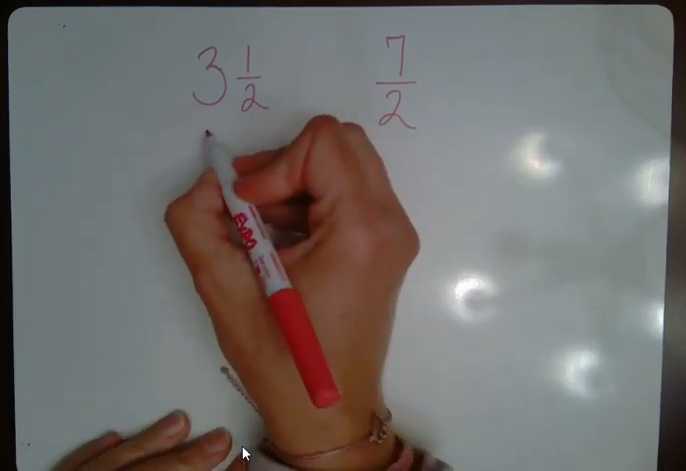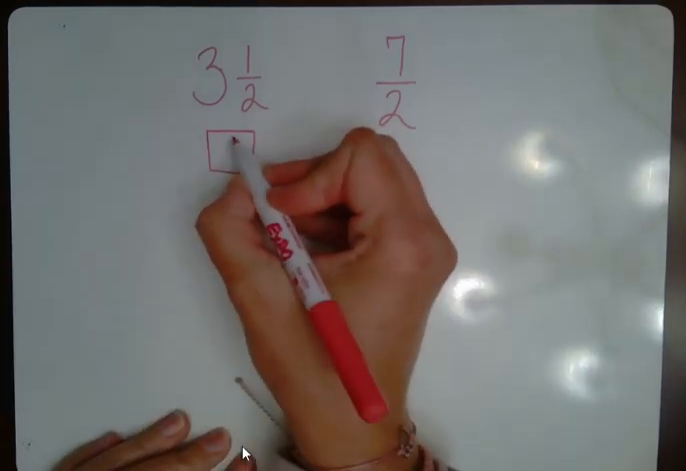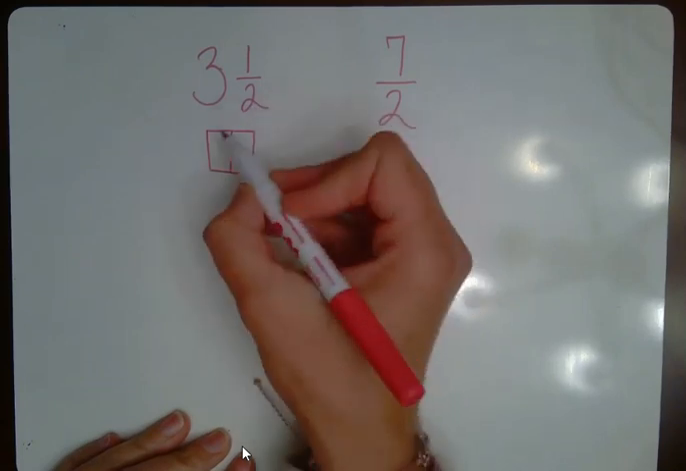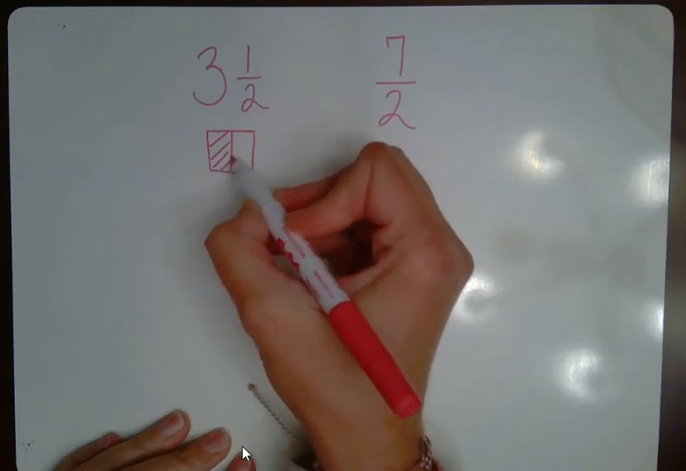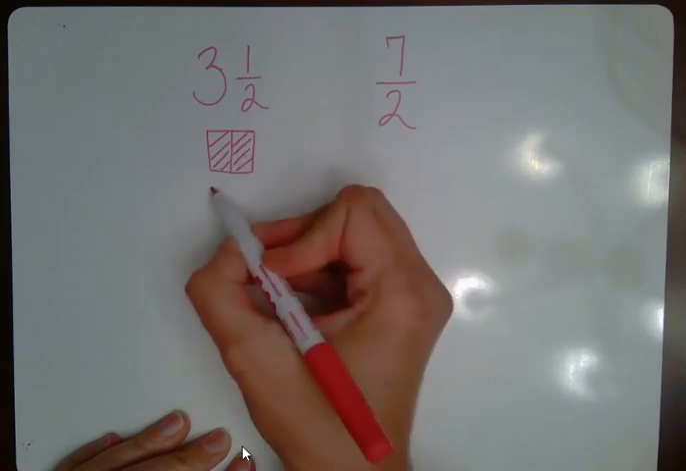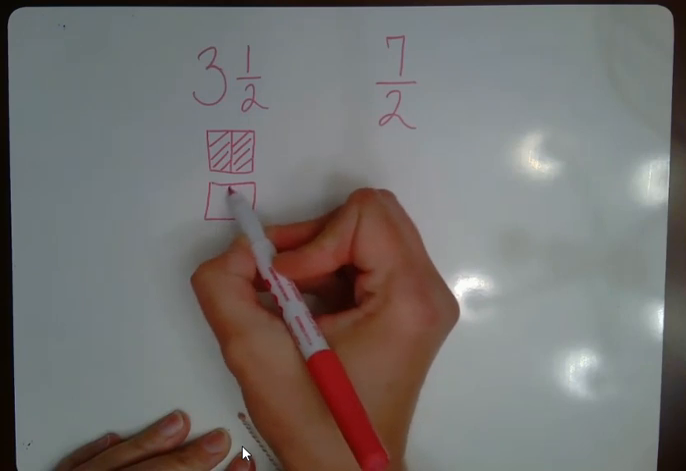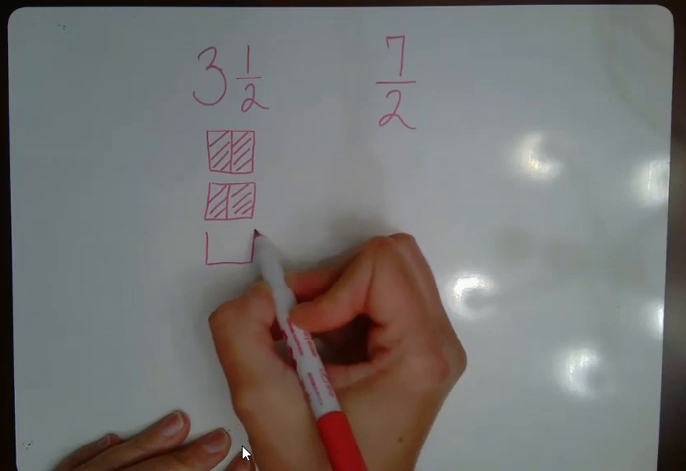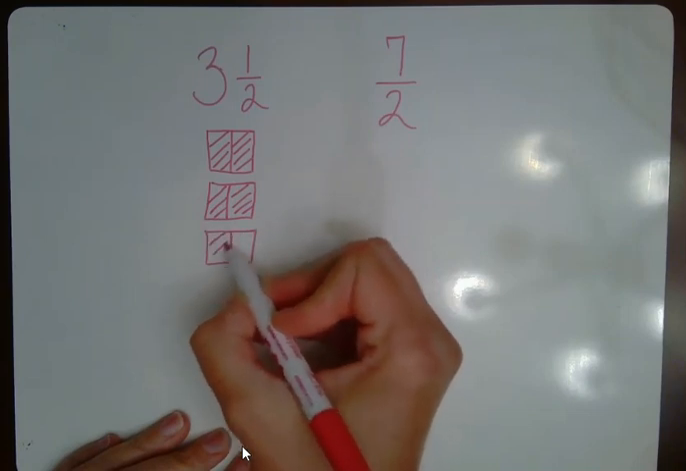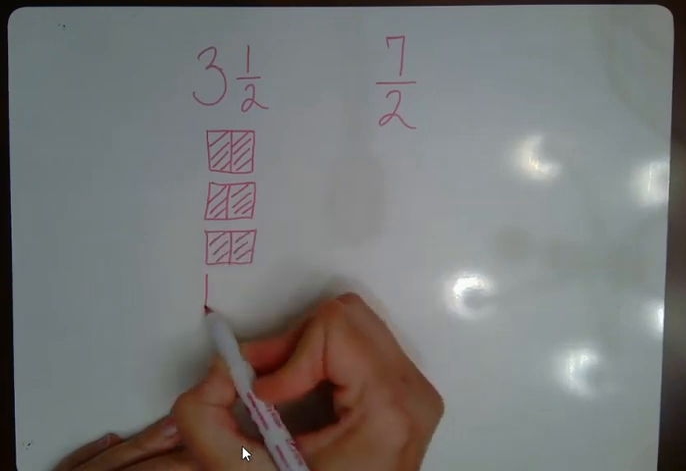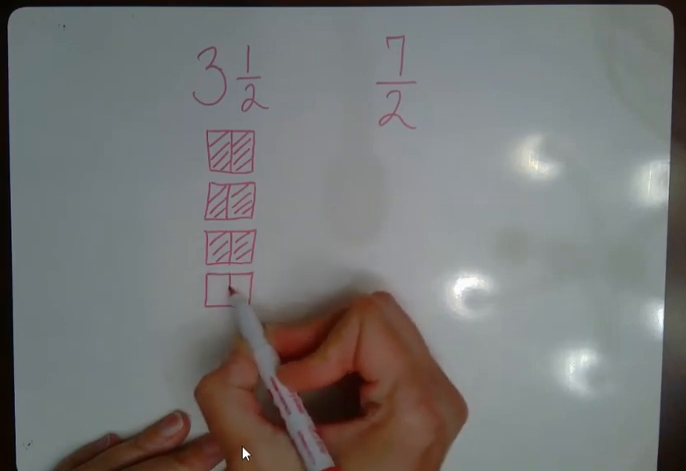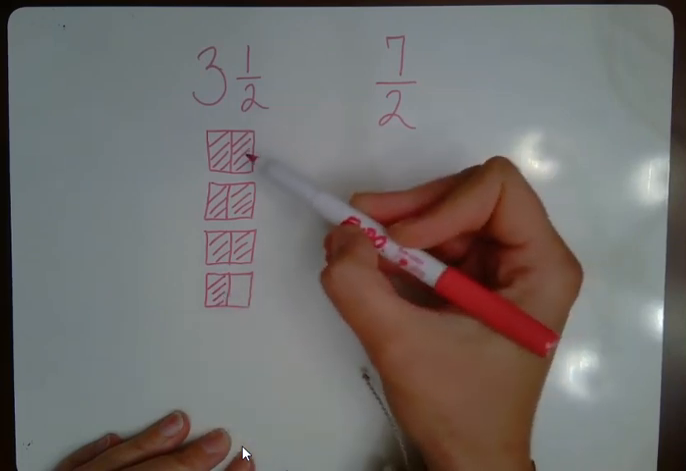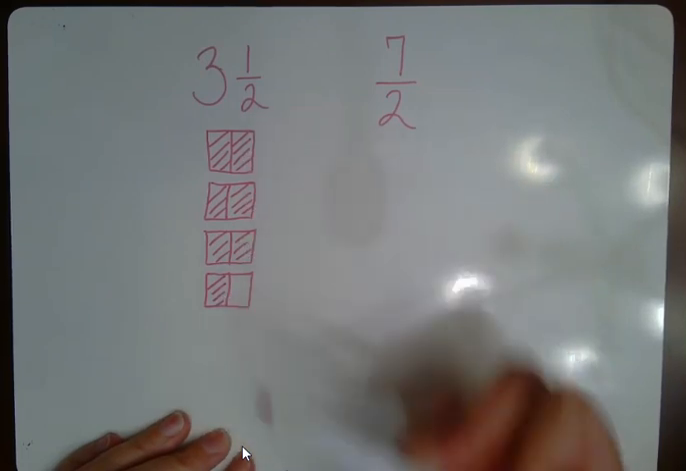So I have 3 1/2. That means I'm going to make models that are showing my denominator, 1/2, and I want to show 3 whole models plus 1/2. There's 1 whole shaded in. Here are 2 wholes shaded in. Here are my 3 wholes shaded in. And then last, here is my 4th whole, but I'm only going to shade in 1/2. So I have 1, 2, 3 1/2.